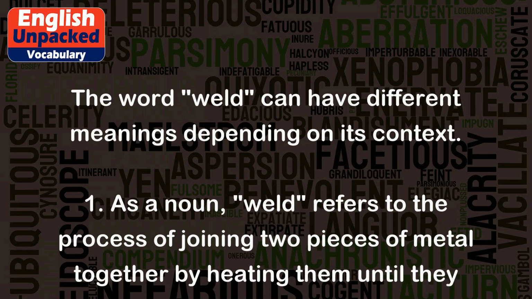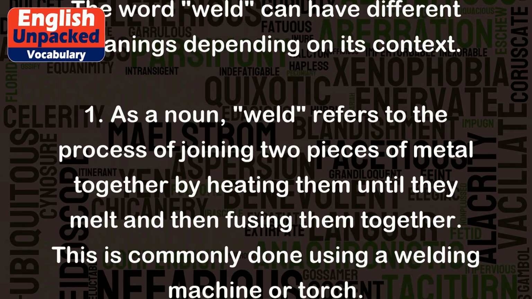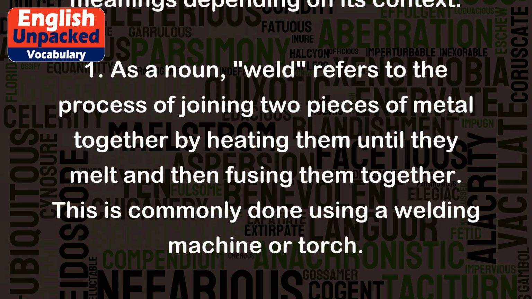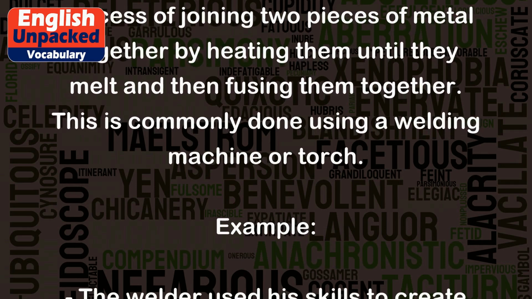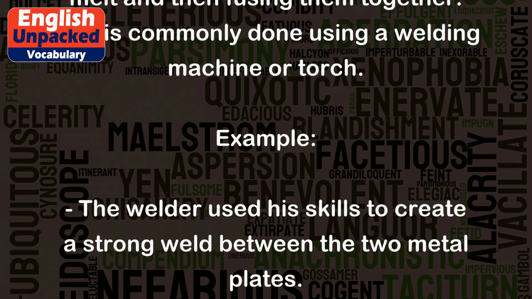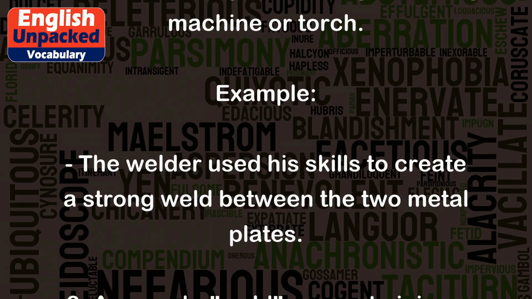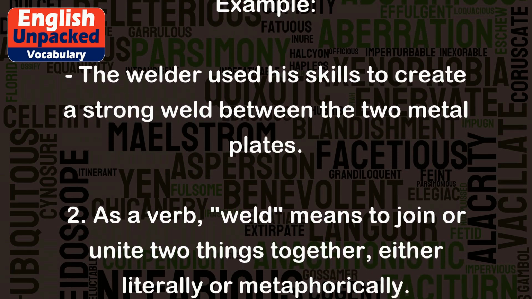1. As a noun, weld refers to the process of joining two pieces of metal together by heating them until they melt and then fusing them together. This is commonly done using a welding machine or torch. Example: the welder used his skills to create a strong weld between the two metal plates.